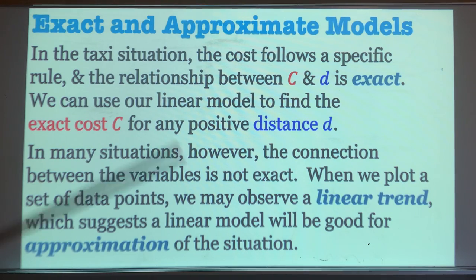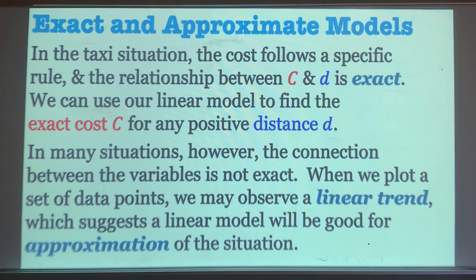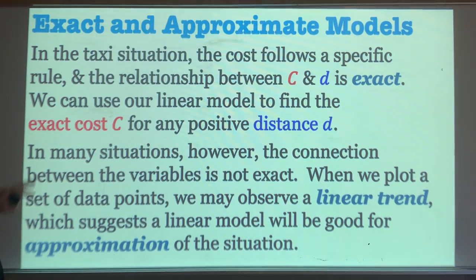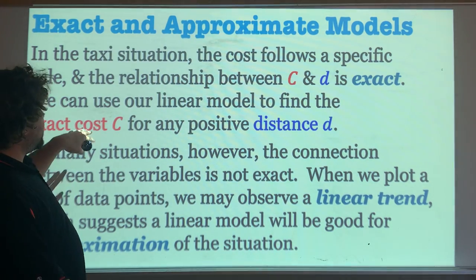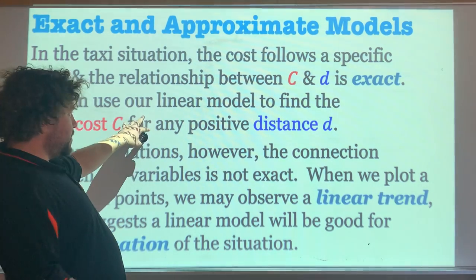Good. Exact and approximate models. So the taxi in this situation, the cost follows a specific rule. The relationship between C and D is exact, all right? We can use our linear model to find the exact cost C for any distance. I can plug in any D I want and find out what the cost is.